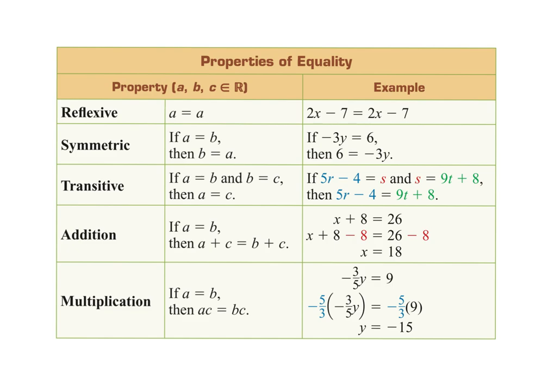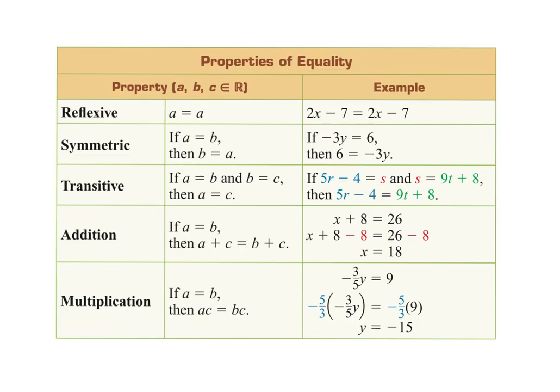Let's review some of the properties of equality. So the reflexive property, I like to think of it as a reflection. It just means that one thing equals itself. It seems like you don't need to say that, but that helps us when we're moving things across that equal sign. The symmetric property tells us that we can flip whatever's on each side of an equation.